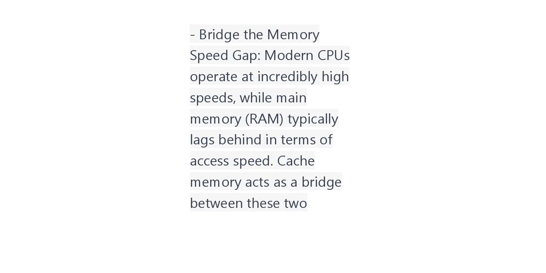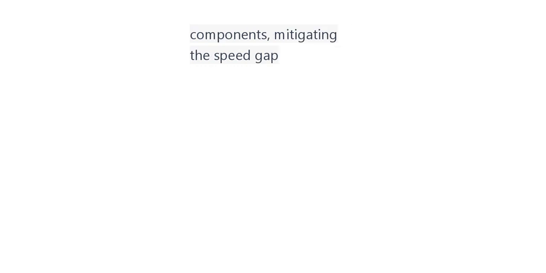The other one is bridging the memory speed gap. So modern CPUs operate at incredibly high speeds, while main memory typically lags behind in terms of access speed. So the cache memory acts as a bridge between these two components, mitigating the speed gap. Mitigation is reducing or minimizing.